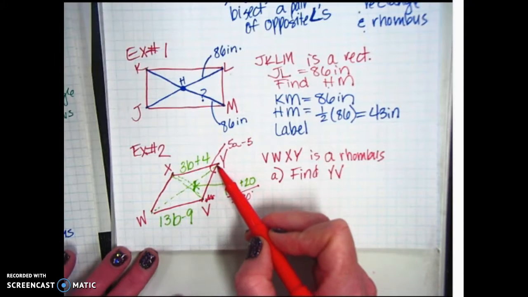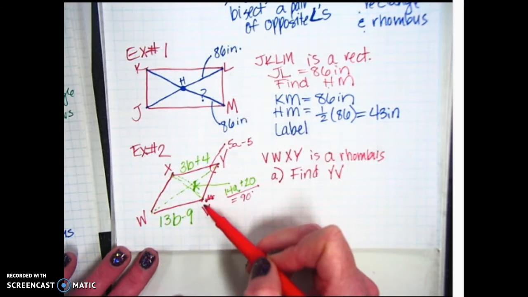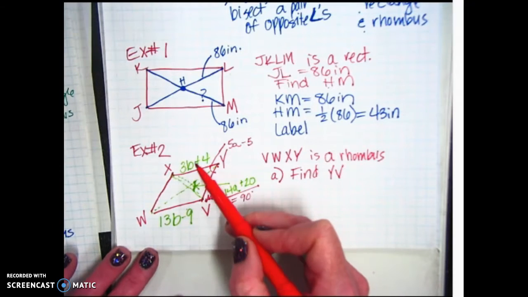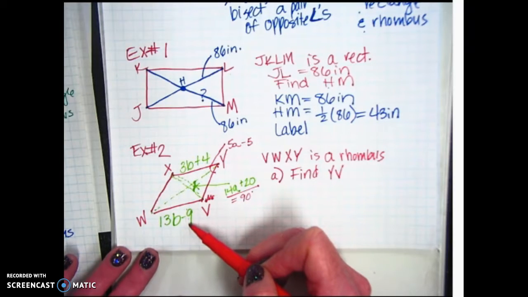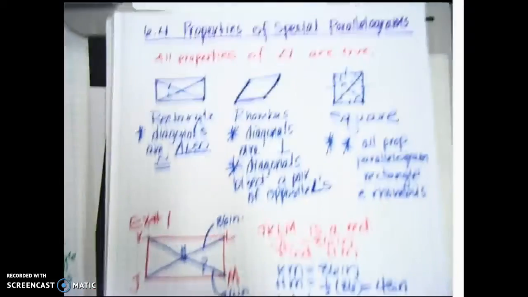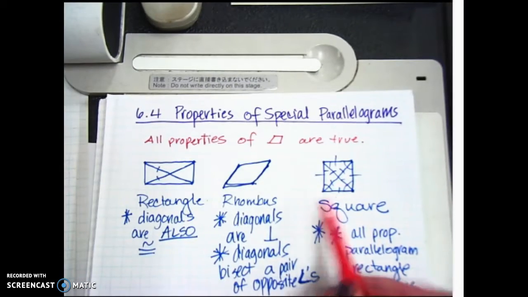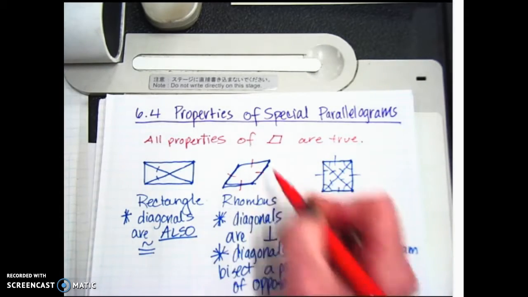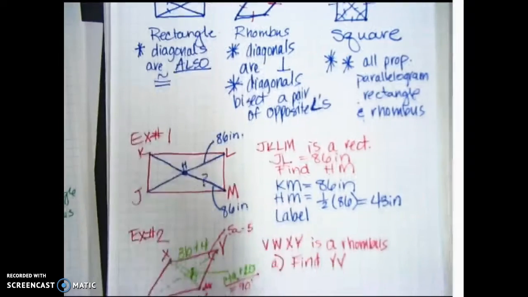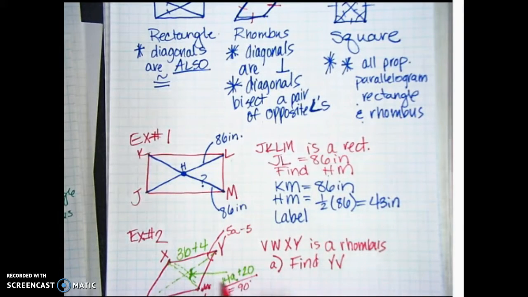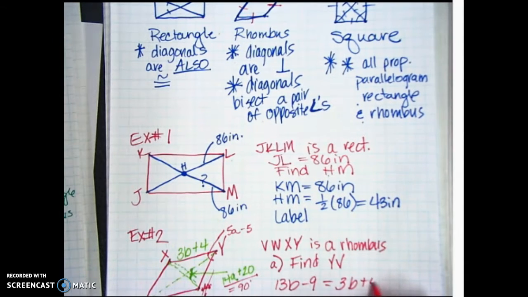Okay, so here's Y, here's V. We want this side right here, but we know these two sides. But what else do we know about a rhombus? We didn't mark it on here, but just like the square, all four sides are congruent. Okay, so if we know these two sides, can we get side YV? Yes, so let's set this equal to this. So we're going to say that 13B minus 9 equals 3B plus 4.